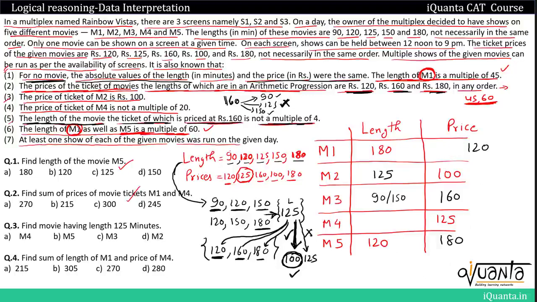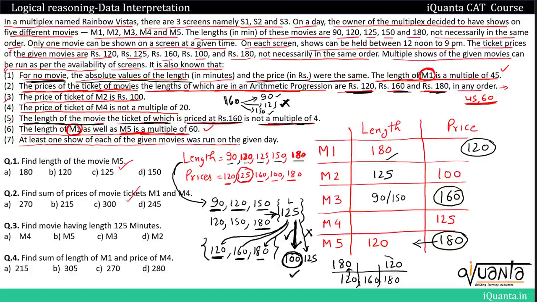So now we know the prices of all the movies, and we know that the movie having price 120, the movie having price 160 and the movie having price 180 were part of an AP, or it was given that the lengths of these movies must be in AP. So let us write 120, 160, 180 over here, and we must assign three lengths which must be in AP. The movie having price 120 has length 180, so let us write 180 over here. The movie having price 180 has length 120, so write 120 over here.